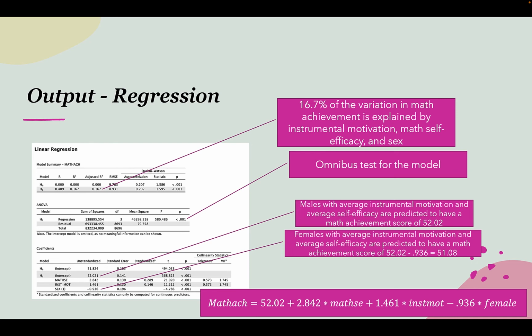All right, we could write the equation of our line using our unstandardized coefficients and intercept such that math achievement is equal to 52.02 plus 2.842 times math self-efficacy plus 1.46 times instrumental motivation minus 0.936 times female.